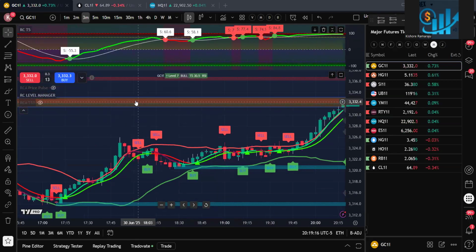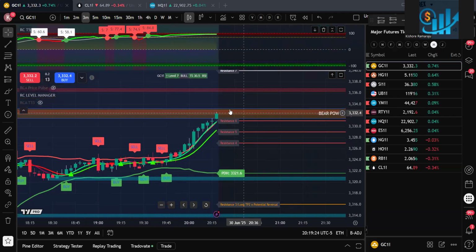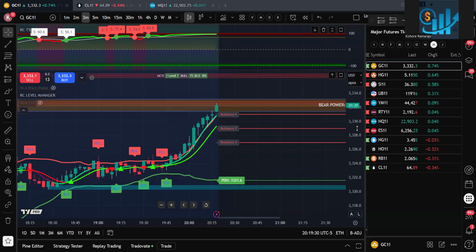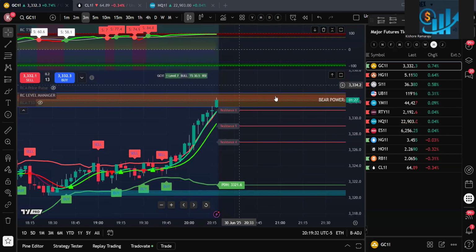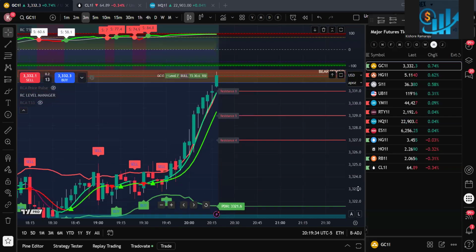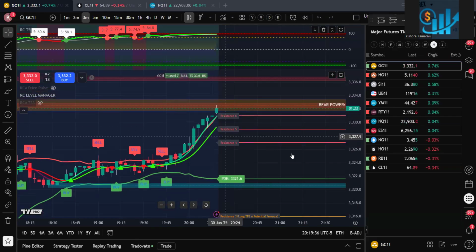If it has already been touched 3 or 4 times, for example, if it is going here, coming down, going here, coming down, going here, then it may break that zone and go further up. But if it is touching for the first time, there is a high chance for the price to drop. So we are waiting for a sell signal.